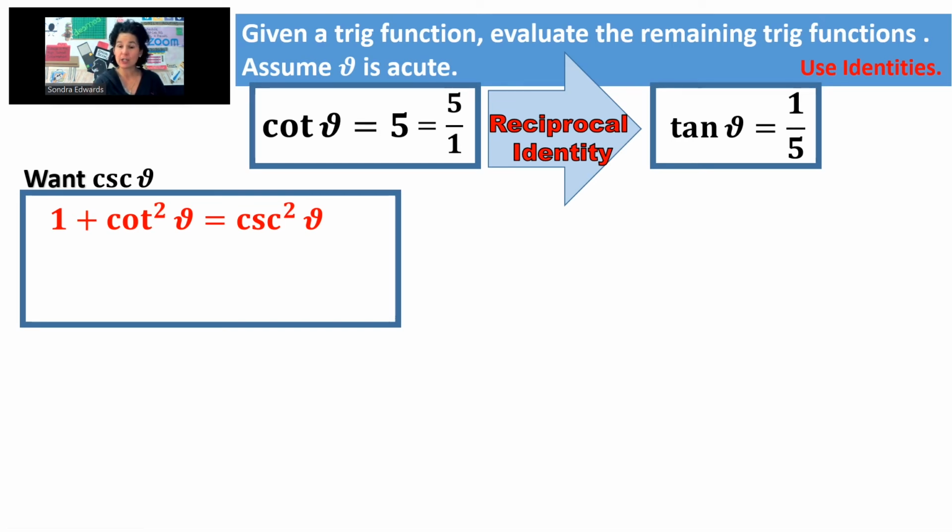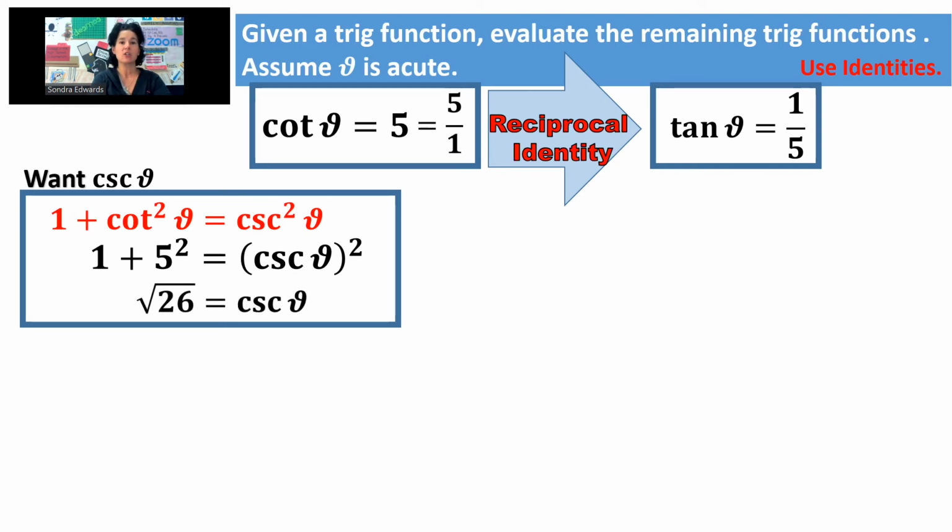Now I'm going to substitute in those known values, replacing the cotangent of theta with 5. Keep in mind one more time, cotangent squared of theta really means cotangent of theta multiplied by the cotangent of theta. So since cotangent of theta is 5, we have 5 squared. Okay, simplify that left side. 1 plus 5 squared is 26. And then to get cosecant of theta alone, we want a square root. So cosecant of theta is equivalent to root 26.